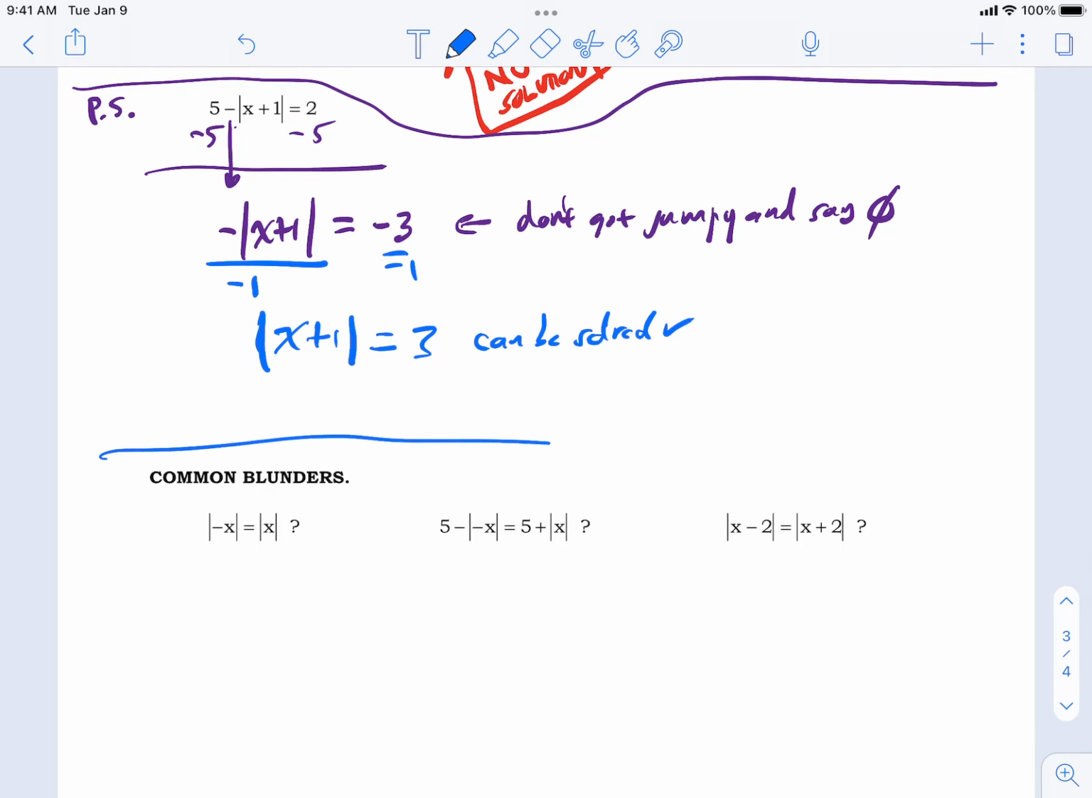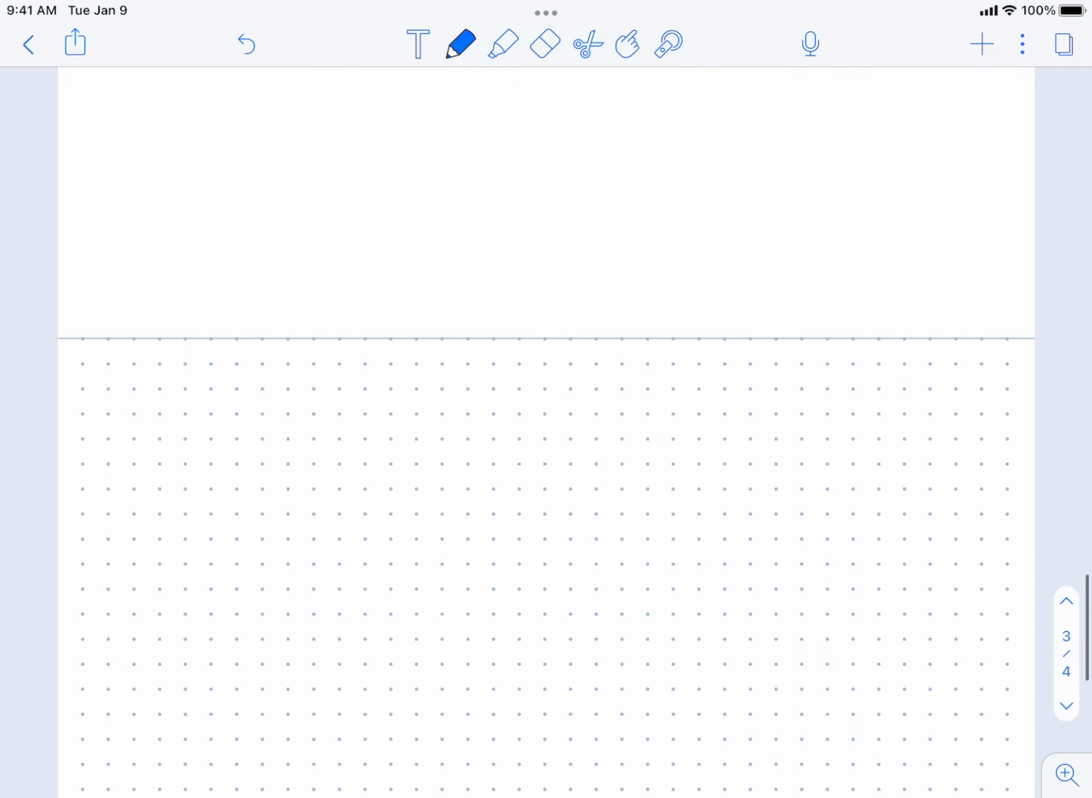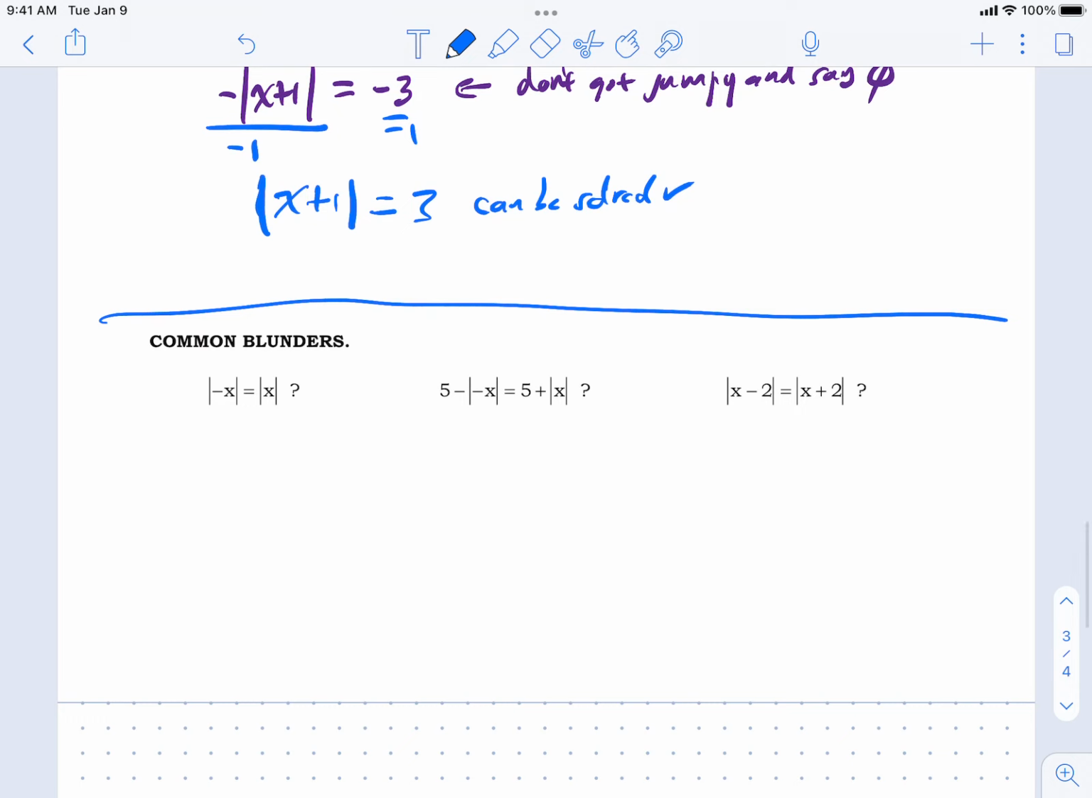Speaking of warnings, we'll end this lesson with 3 common blunders. I see these a lot. So if you're tempted to make one of these, maybe I can stop you, prevent you from making that mistake.